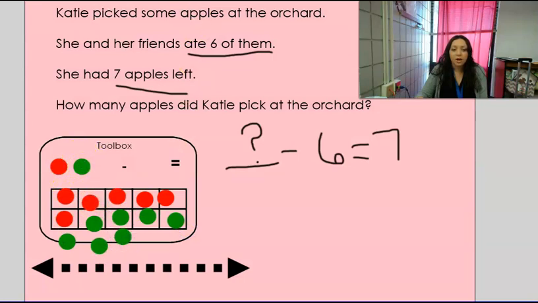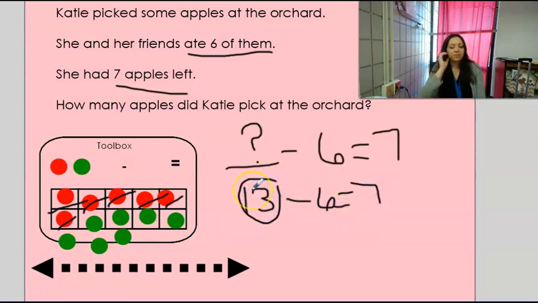Okay, so how many do I have in all now? I have a full 10 frame, so I know that's 10, and I have 3 left over. So 10 and 3 is the number 13. Okay, we're going to check that real quick to see if that makes sense. If I have 13 and I take away 6, if they ate 6 of them, 1, 2, 3, 4, 5, 6. Then how many would I have left? 1, 2, 3, 4, 5, 6, 7. Very good. So our answer was 13. And we figured that out from making it into a subtraction problem.